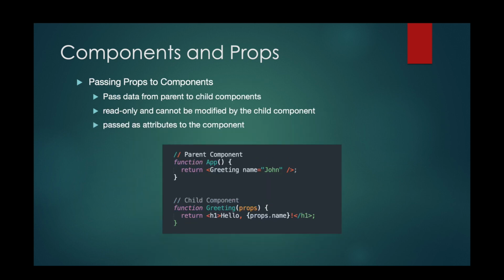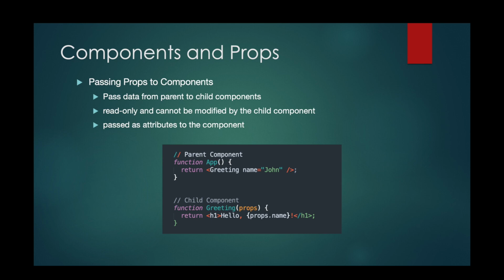Passing props to components. Props are a way to pass data from parent to child component in React. They are read-only and cannot be modified by the child component. Props are passed as attributes to the component when it's used.